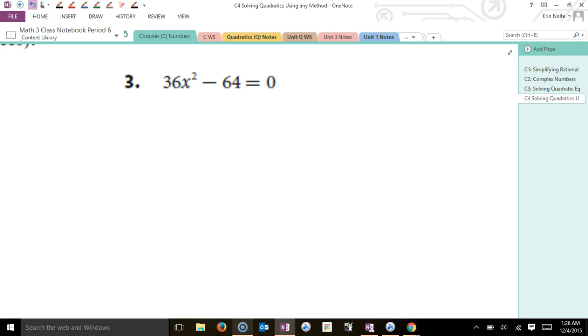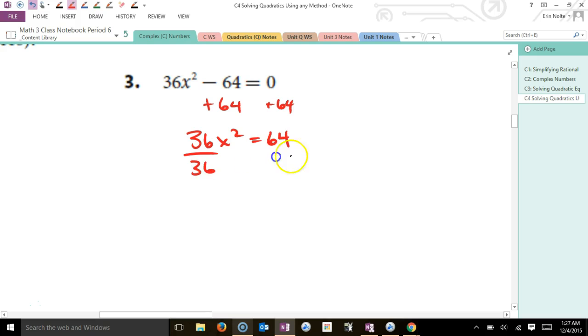So remember, square root method is just to isolate the x. So how are we going to get x all by itself? What would you do first? Good. So I start by adding the 64. So 36x squared is equal to 64. Then what? Divide by 36. What is 64 divided by 36?